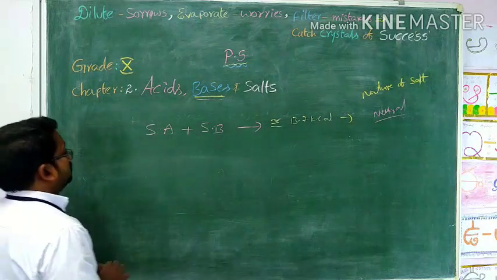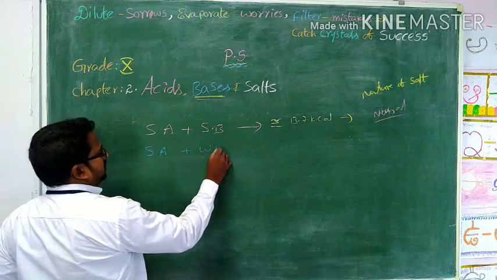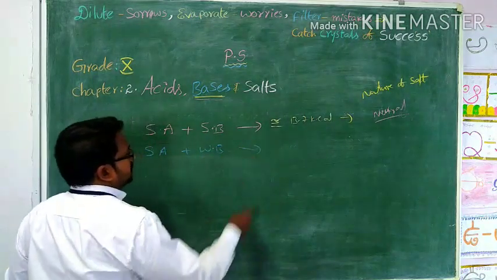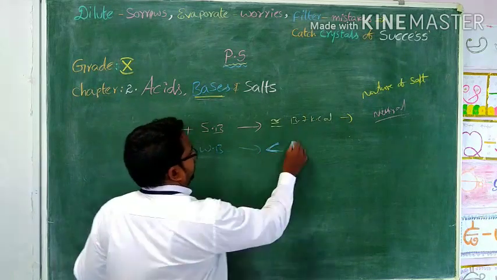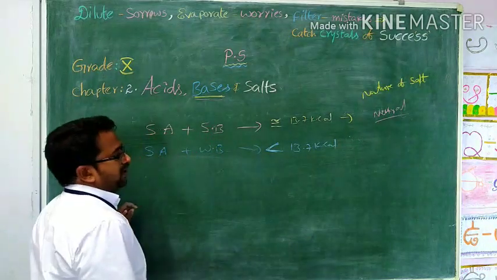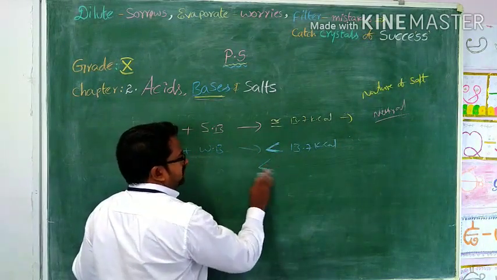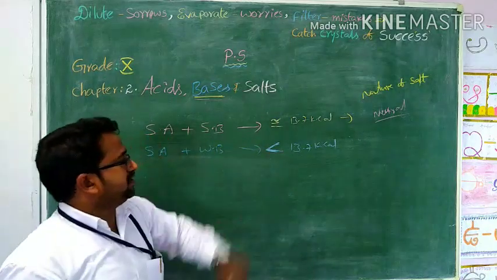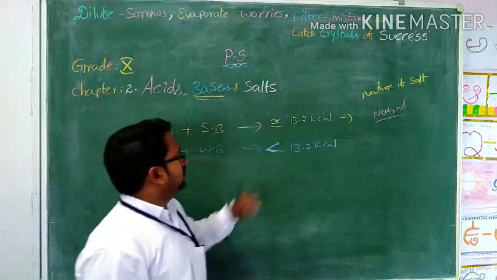Okay. Now, if I take the strong acid and weak base. Strong acid and weak base. What is the amount of heat liberated? Less than 13.7 kilocalories. Less than 13.7. Okay, don't get confused. Less than is just like L, L is less than. Okay, less than 13.7 kilocalories. Which may confuse about less than, greater than also.